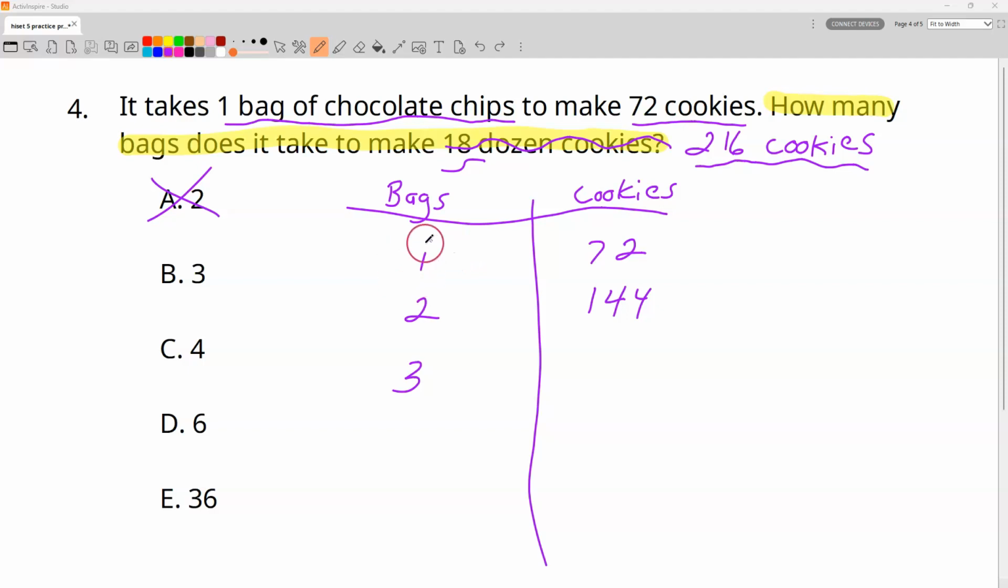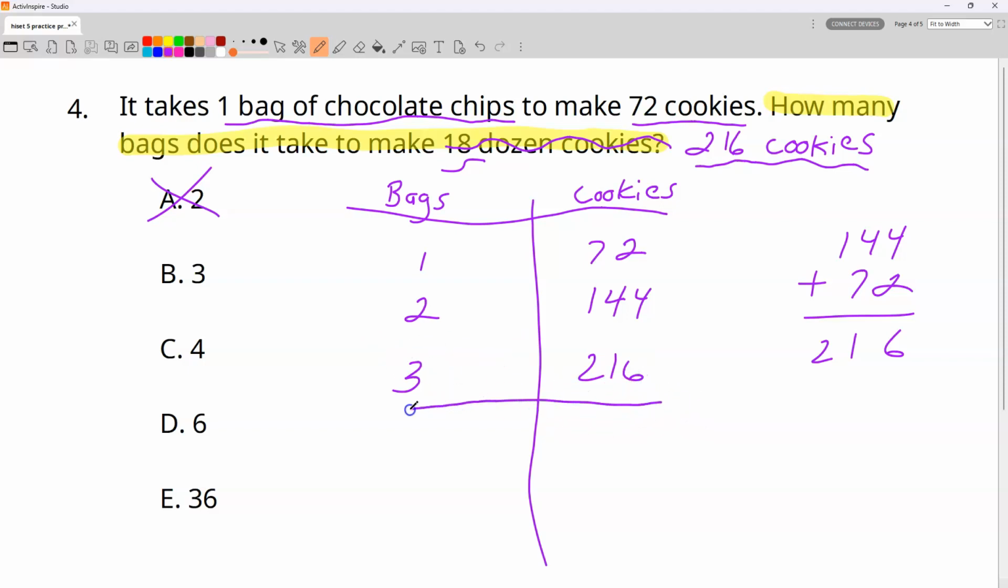Welcome back. Hopefully you can see that each time you add a bag of chocolate chips, you can make an additional 72 cookies. So to get 3 bags, I'll just add 72 cookies to the 144. Right? 144 plus 72 is 216. So if I have 3 bags of chocolate chips, I can make 216 cookies, and that's what I want to know. That was my question. How many bags does it take to make 216 cookies?